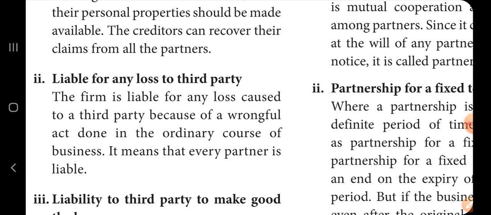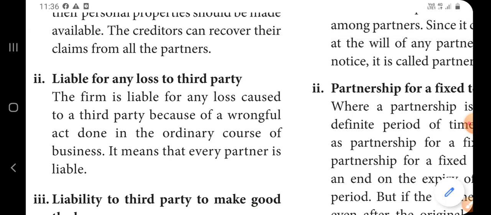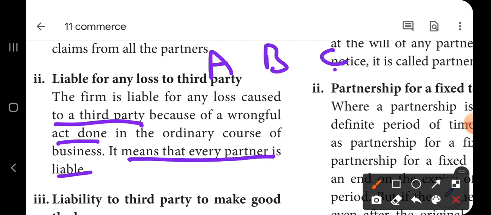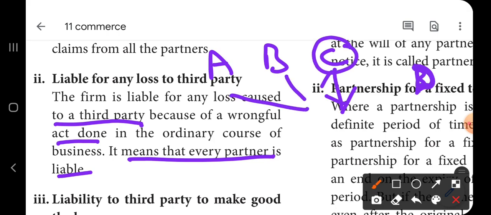The firm is liable for any loss caused to a third party because of a wrongful act done in the ordinary course of business. It means that every partner is liable. Say for example, A, B, C are partners. Because of C's negligence, some loss has been incurred by the third party D. Even though the act was committed by C, all the 3 partners together should make good the loss incurred by the third party D.